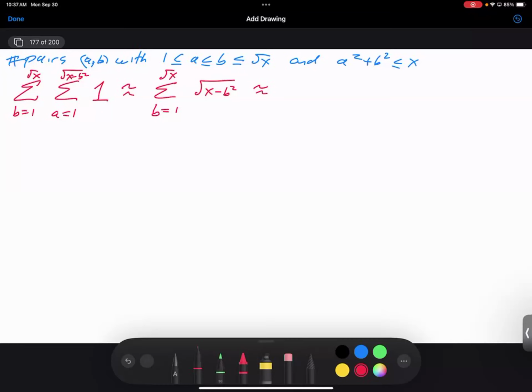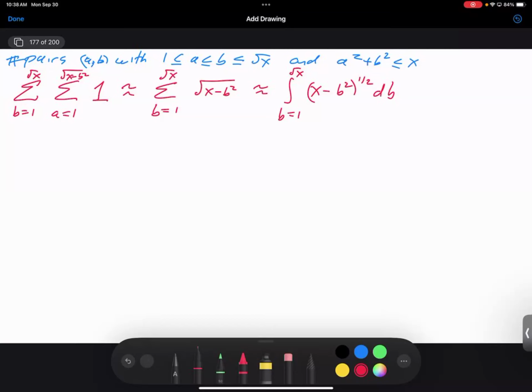How can you approximate a sum? You've taken 1 to 3 classes on this. What do you have to approximate a sum with? An integral. This is approximately the integral, b goes from 1 to the square root of x, of x minus b squared to the 1/2 db. Right? This is your Riemann sums. And because this function is nice, this shouldn't be a bad approximation.